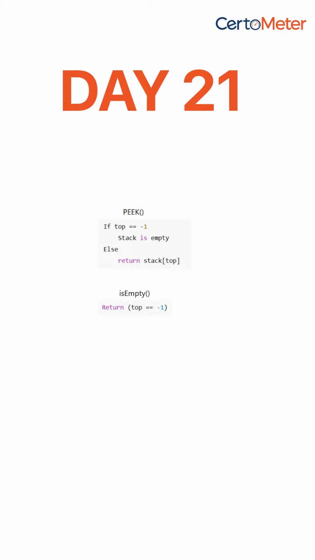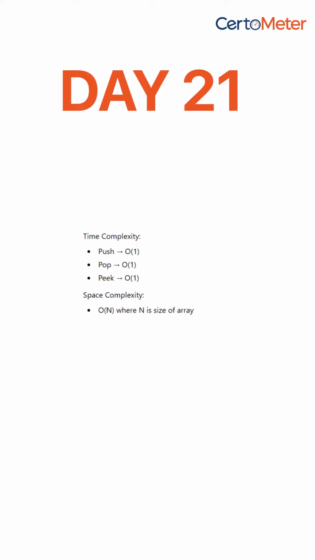isEmpty, we check if top has reached -1. And similarly isFull, if top is equal to size - 1. Now for all these operations, the time complexity will be O(1) and the space complexity will be O(n), where n is the size of the array.